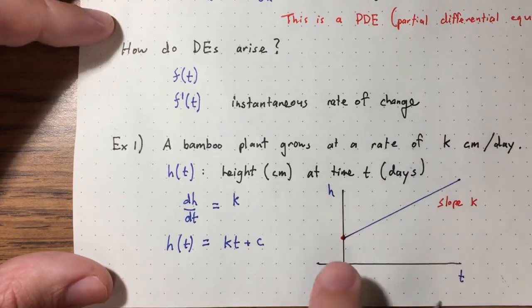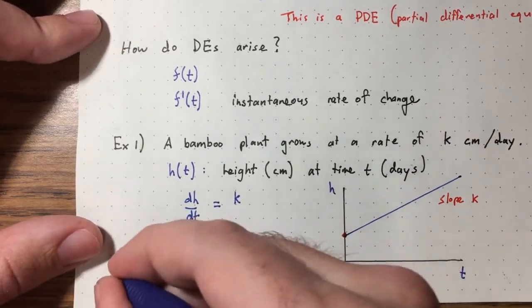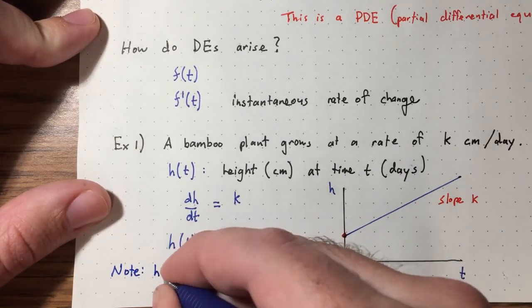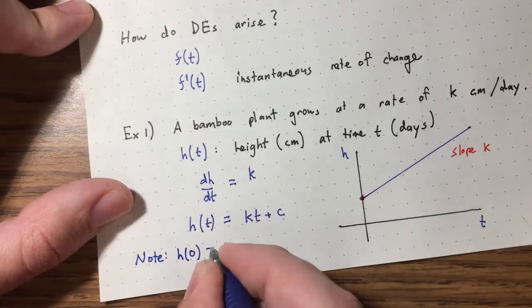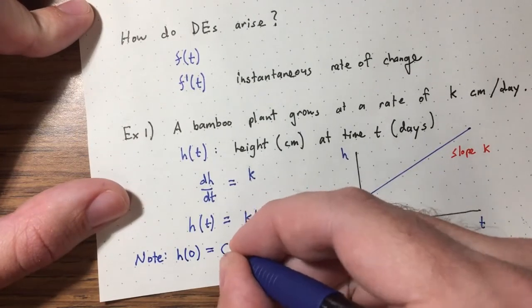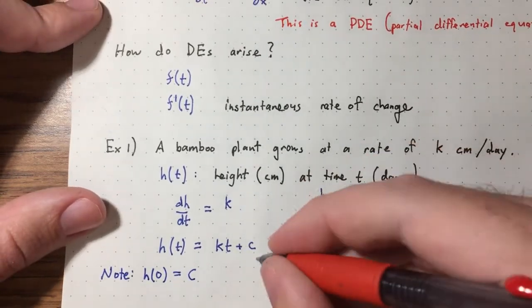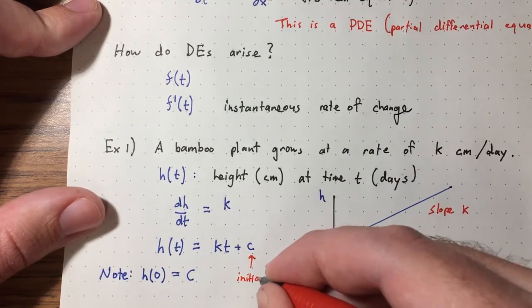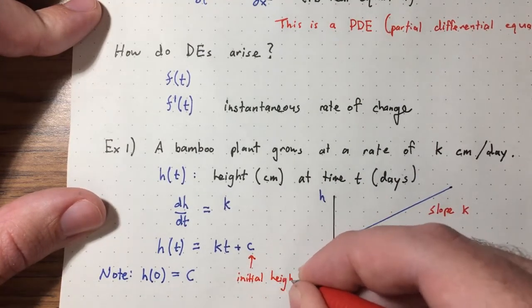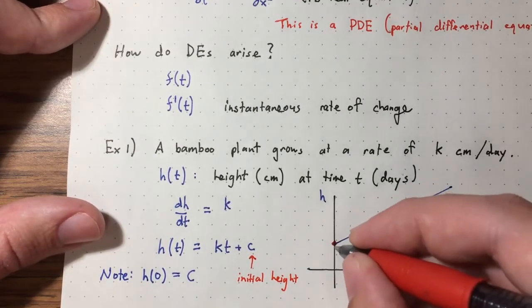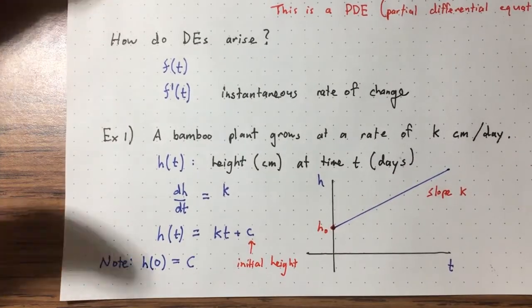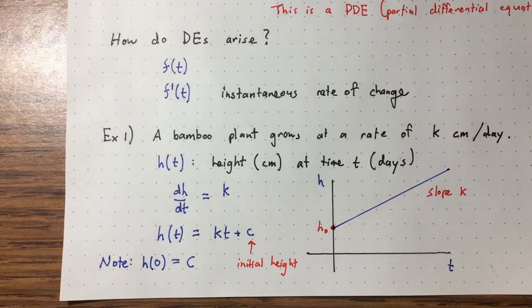And what is this number here? Well, note that when we plug in 0, h of 0 is just going to be c. Which means that c is actually going to have the meaning of the initial height in this case. So that's the initial height. So this is that c right here. I'll call it h0 to mean the initial height. Great. So we just solved our first differential equation.